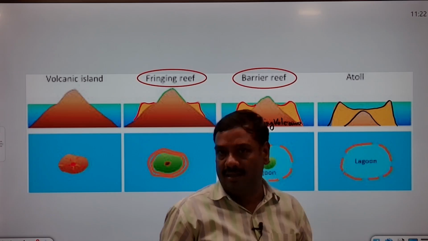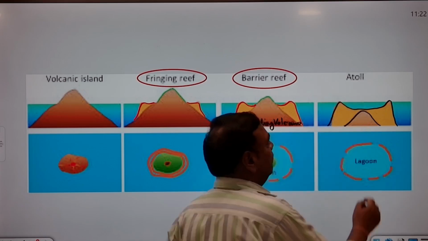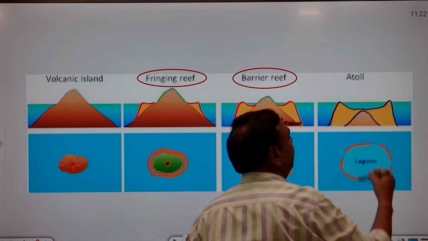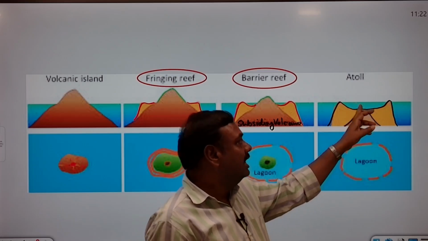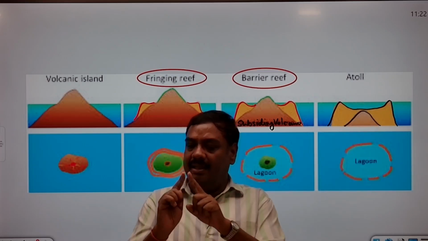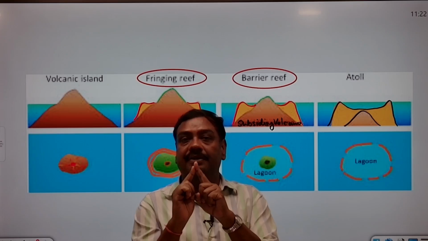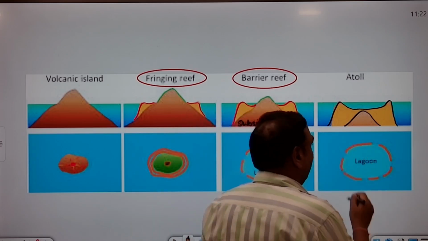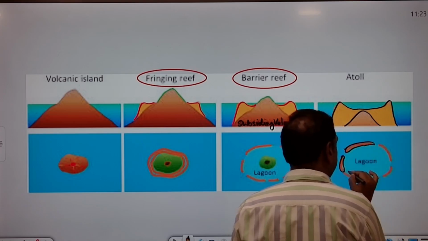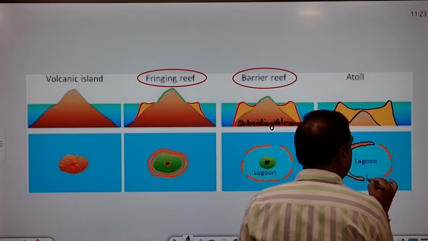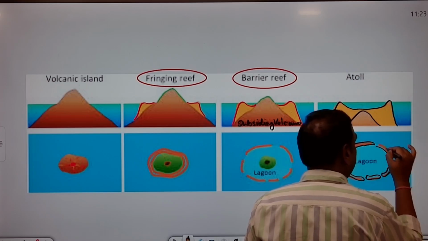completely stretched, right? And since it gets submerged, obviously this middle portion is covered by seawater, right? So now there is seawater in the middle, and the surrounding region is basically covered by the coral reefs, right? So in this way you can say a kind of ring-shaped coral reef has been formed. This ring-shaped coral reef has been formed, and in the middle it is a kind of lake that is filled with seawater. So it can be called as lagoon.